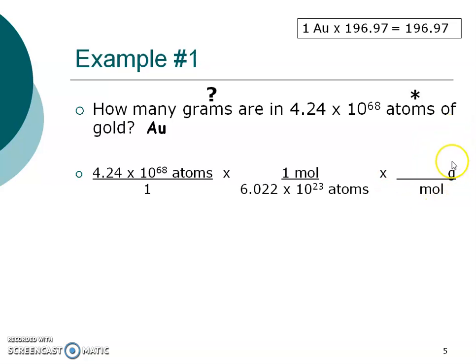So remember, we're going to now use that in our conversion. So what number always goes with mole? 1. And now that we know the mass of our gold atoms, now we can put that in there.